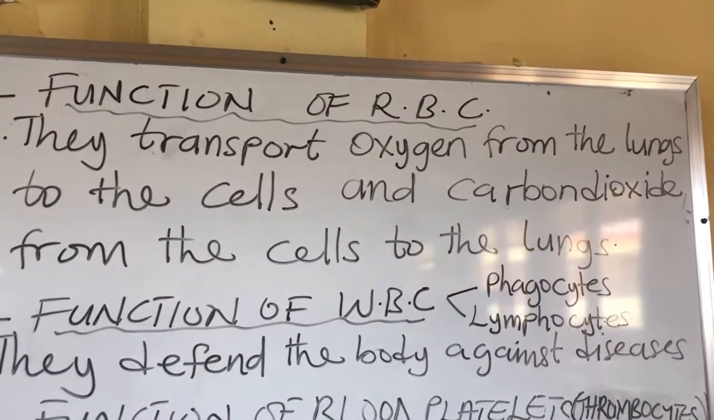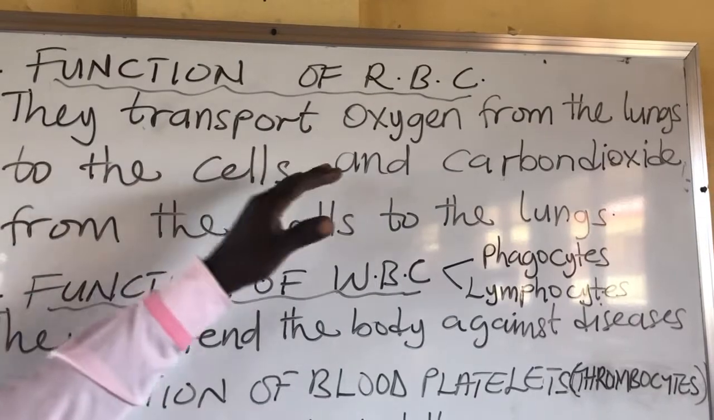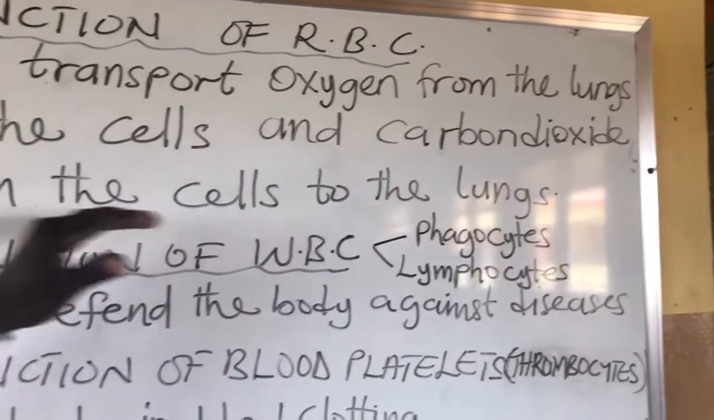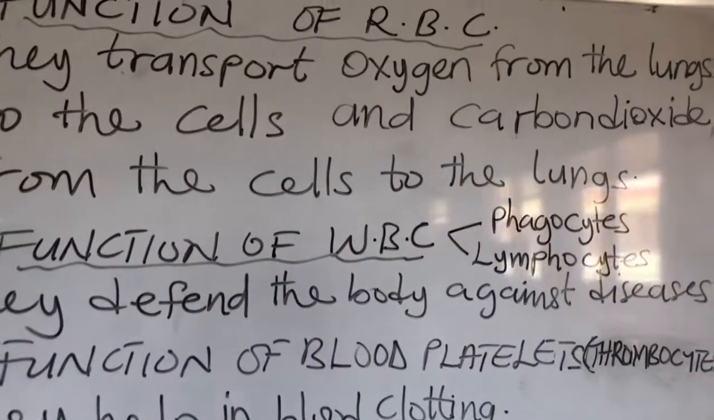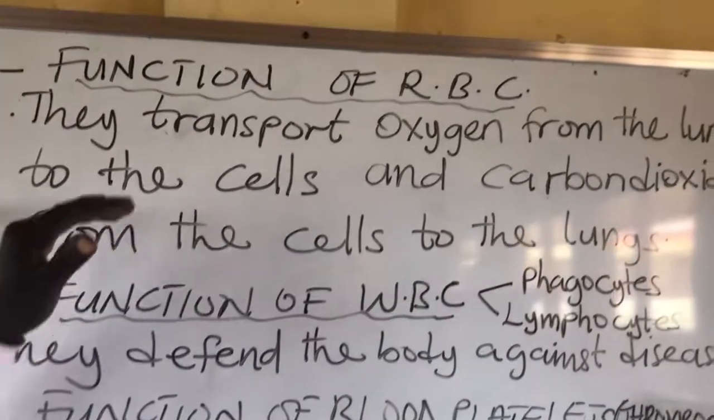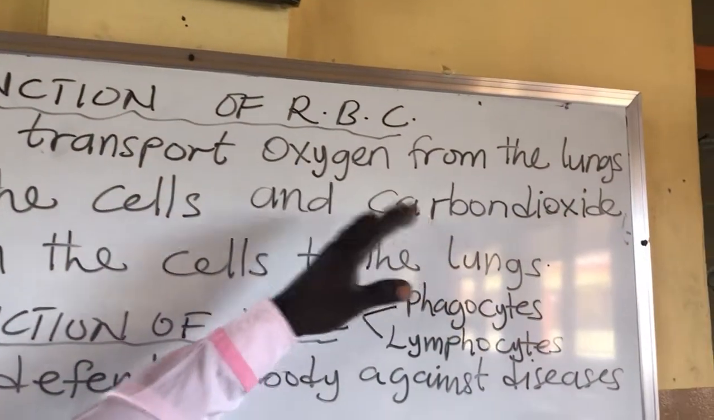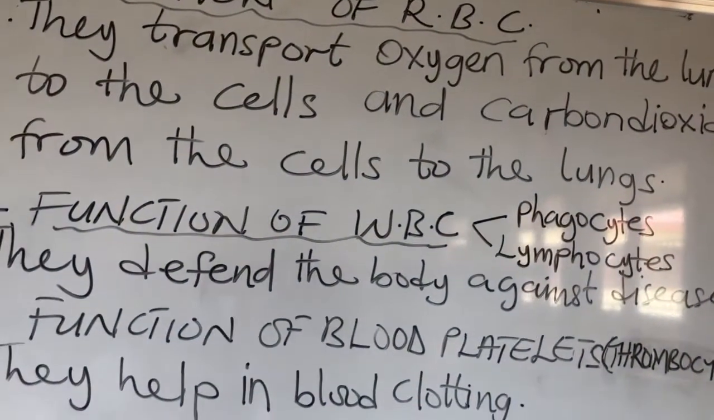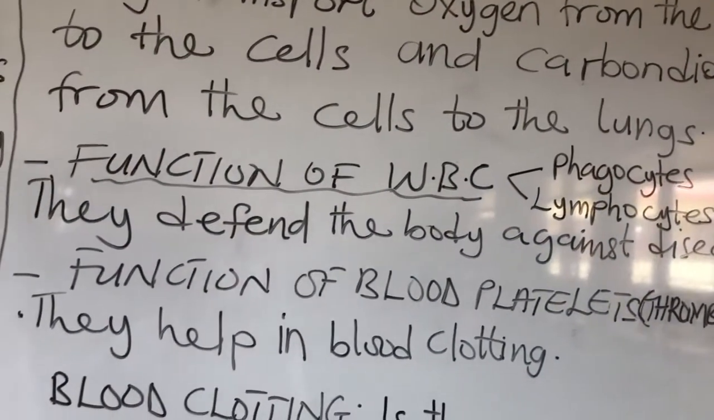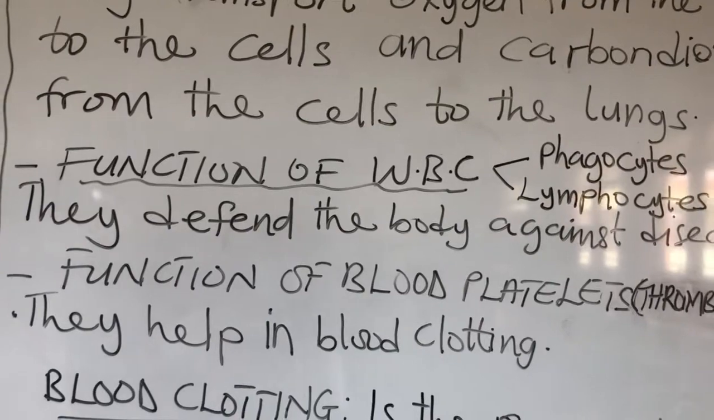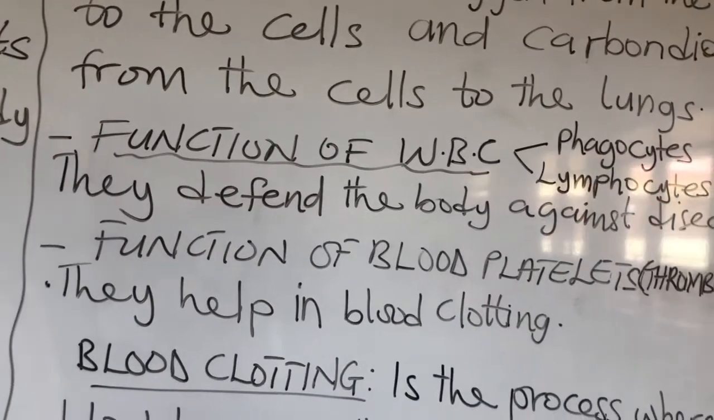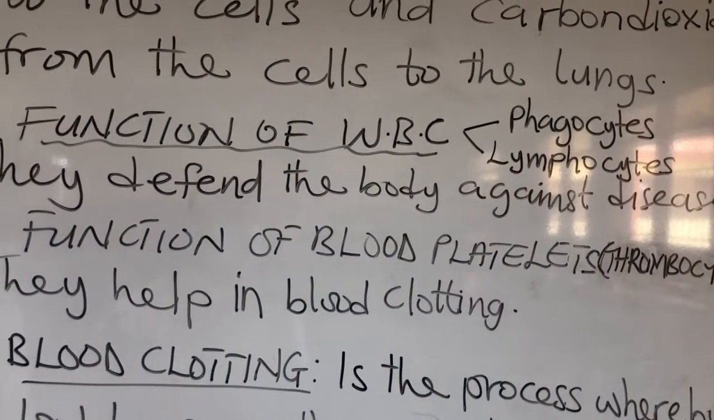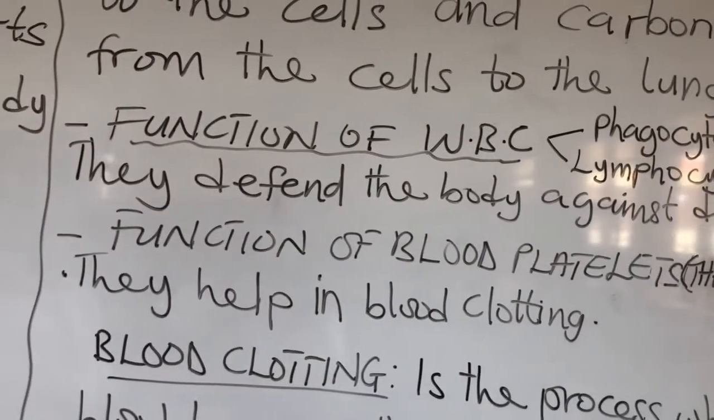Now, the main function of the red blood cell is to transport oxygen from the lungs to the cells and carbon dioxide from the cells to the lungs. So it means that we have blood which contains oxygen, and that is called oxygenated blood. And we have blood containing carbon dioxide, and this is deoxygenated blood, which moves from the lungs.